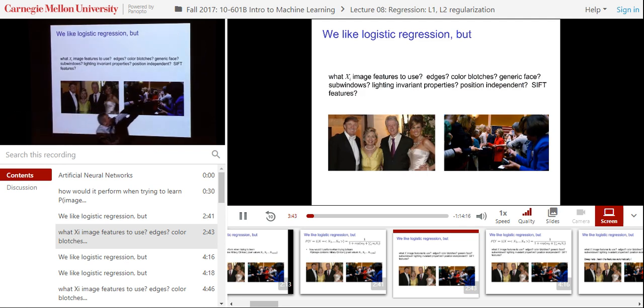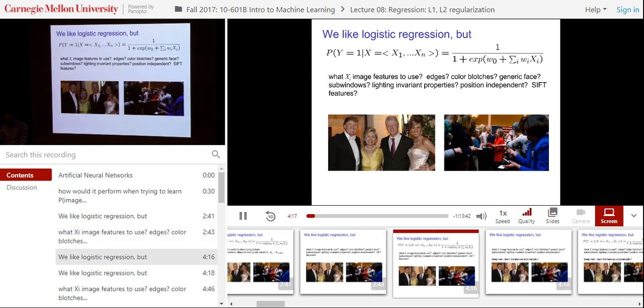Around the year 2010, the most popular set of features is something called SIFT. I'm not even sure what it stands for anymore. Does anybody know? Okay, scale invariant feature transform. Scale invariant features. So anyway, this is how computer vision research was going.